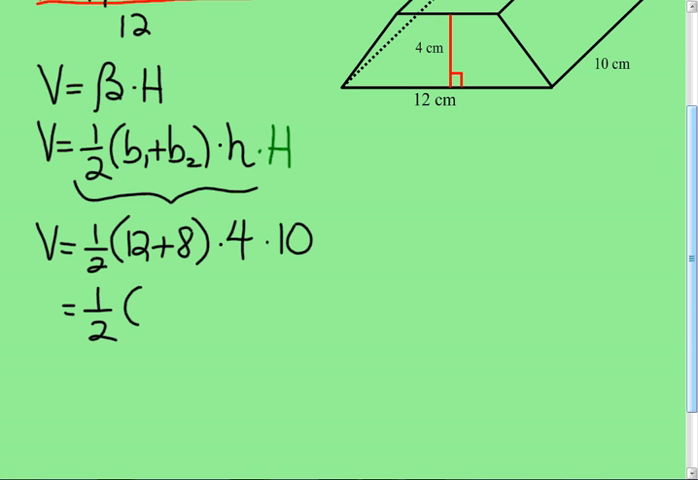Now, what's 12 plus 8? 20. It's not easy to write down. If you write the formula down, then you're going to do better. Now, we don't need a calculator for this, because what's 1/2 of 20? 10. 10 times 10 is 100, times 4 is 400. You don't need a calculator. If they're easy numbers like this, then practice without using a calculator.